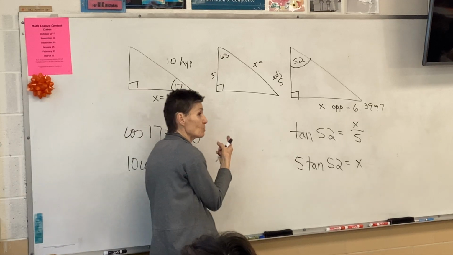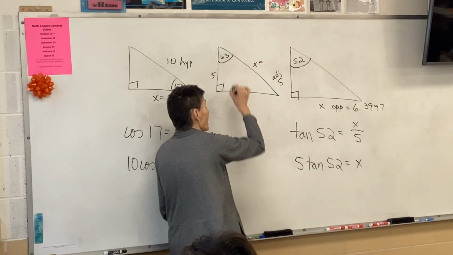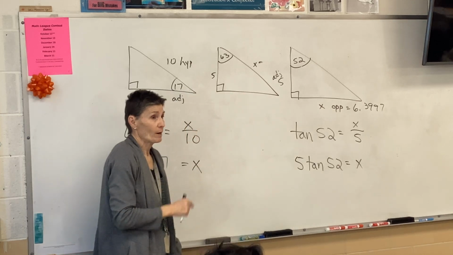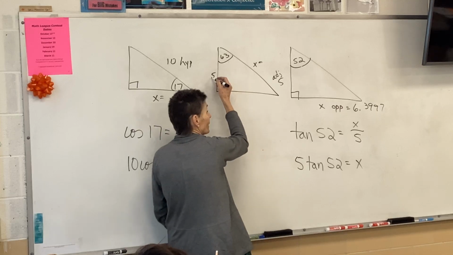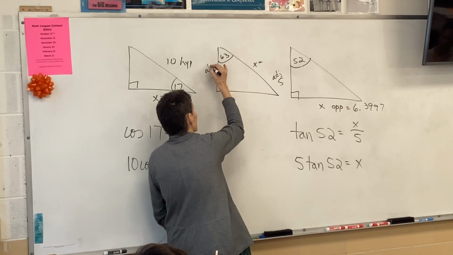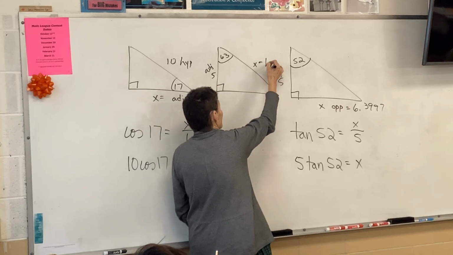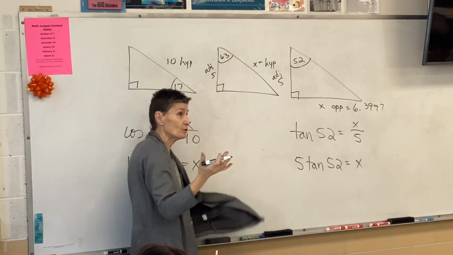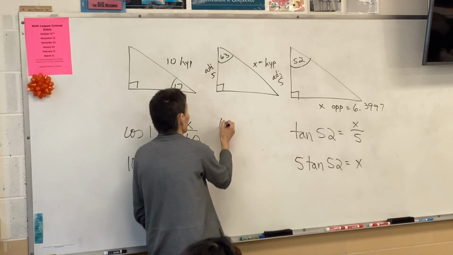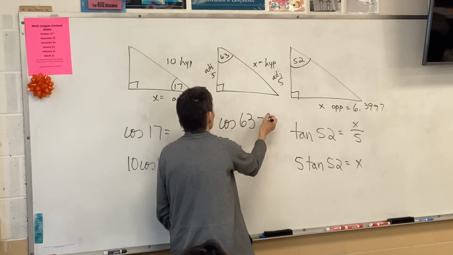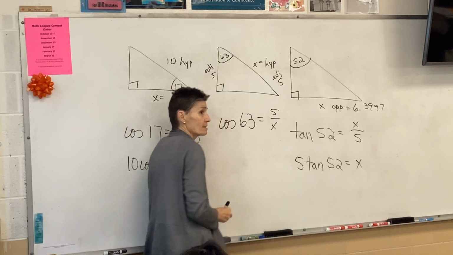All right, let's look at this one. Here's your angle this time. Pay attention. Your angle's there. Which means this side is what? That's adjacent. This is hypotenuse. So, oh my gosh, we're gonna do cosine again. My goodness. So cosine 63 equals 5 over x.